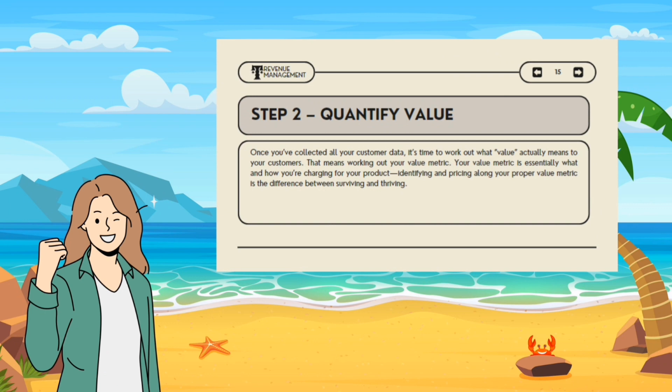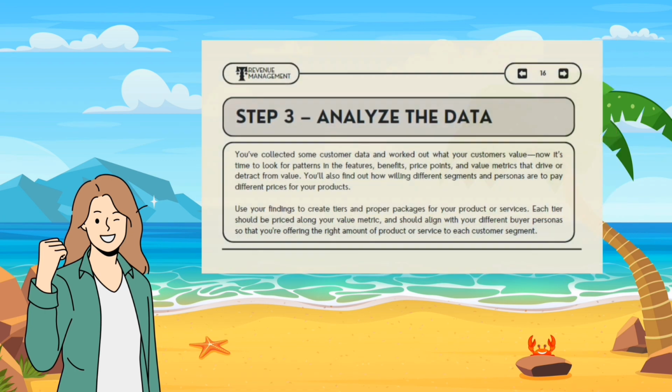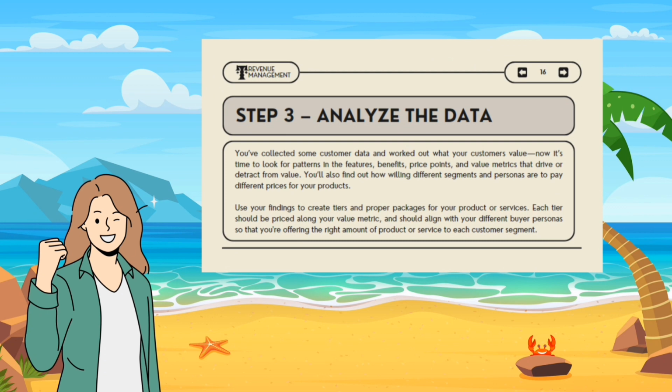Step 2. Quantify value. Once you've collected all your customer data, it's time to work out what value actually means to your customers. That means working out your value metric. Your value metric is essentially what and how you're charging for your product. Identifying and pricing along your proper value metric is the difference between surviving and thriving. Step 3. Analyze the data.